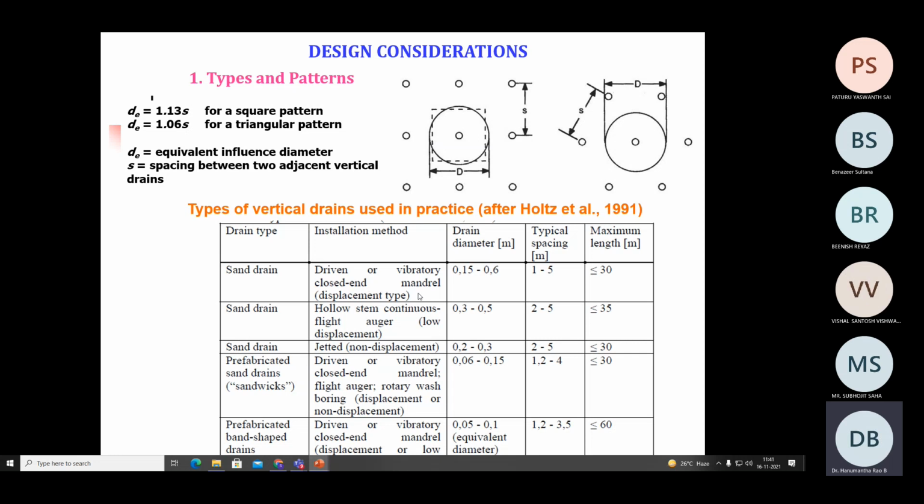Driven or vibratory closed end mandrel, hollow stem continuous flight auger, jetted, driven or vibratory closed ended mandrel. So like sand drain and PVD, there is a different technology of installation in the case of the sand drain and in the case of the PVD. And possible drain diameters, the typical spacing and maximum length, that is the maximum depth. These are some guidelines given by Holtz et al. in the year 1991. These guidelines are to be followed.